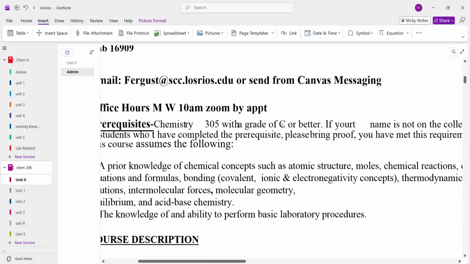Prerequisites for this course: you need to have a Chem 305 or equivalent. If you are coming from Sierra, that would be a Chem 2A class. I'm not sure what the Sac State equivalent is. Obviously, Sac City's is 305. Basically, it's an introduction to general chemistry for allied health career paths.